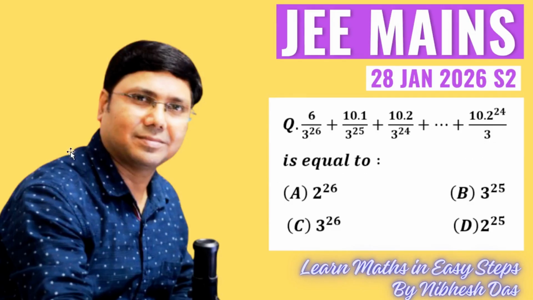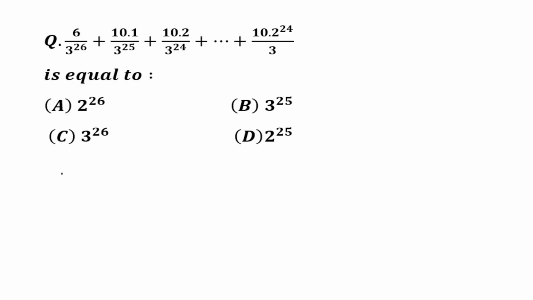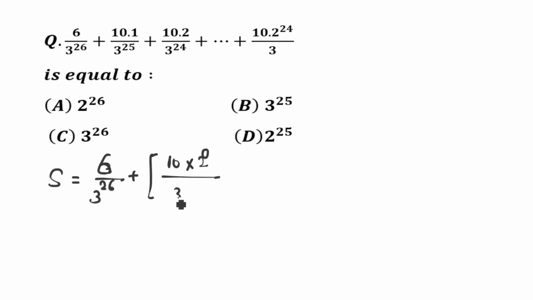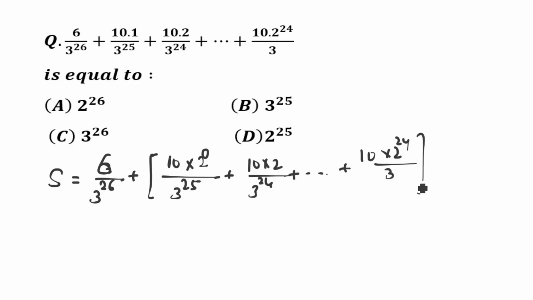If you observe this series as a sum, if we leave out the first term, 6 by 3 to the power 26, the remaining terms are what you can observe: 10 into 2 to the power 0 divided by 3 to the power 25, then 10 into 2 divided by 3 to the power 24, and so on, and the last term is 10 into 2 to the power 24 divided by 3. So this part is in GP, geometric progression.